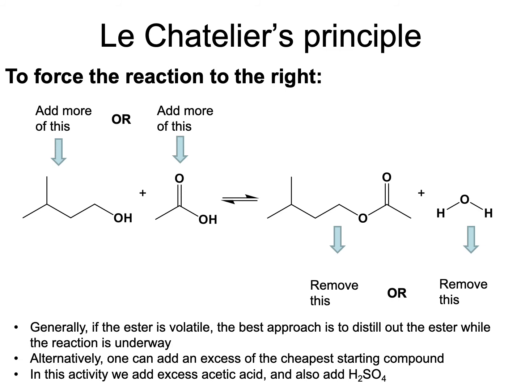So here you see again that we have alcohol and acetic acid. We add both of those components, so we are going to have the extra. That's why the reaction is going to shift toward the product. And we are going to remove the products. That's why this reaction is going to be continuous.